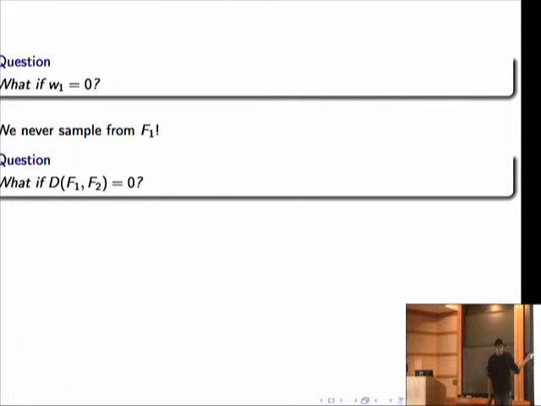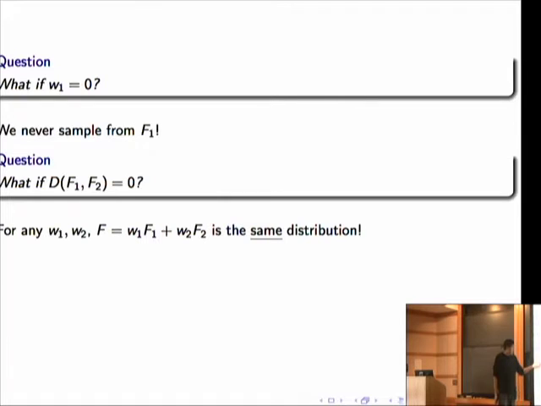And the other remaining case is, what if the two Gaussians were the same? What if the statistical distance between F1 and F2 was 0? Then in this case, no matter what the choice of the mixing weights are, a random sample from F looks the same. So in fact, we'd never be able to tell if the mixing weights are split 50-50 or 1 minus epsilon and epsilon. So in this case, too, we cannot learn an epsilon close estimate.